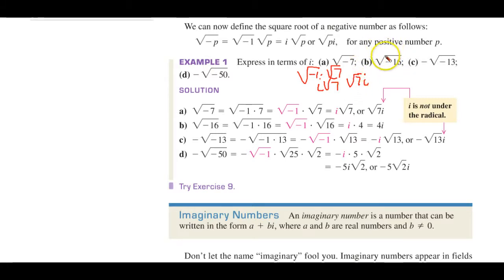So again, mentally you can take out the i from here, right? Because that's the square root of -1 times the square root of 16. Take out the i, and this just becomes 4i. Now here you're taking out the i, so that would be -i, the square root of 13. Okay? And now we have this one that I'll work over here for you.